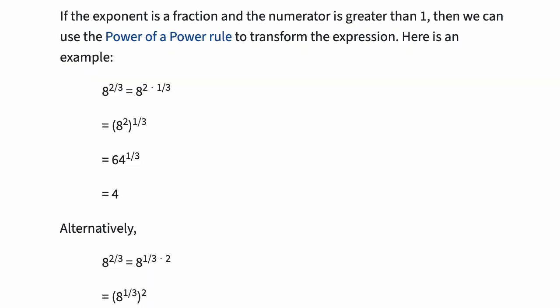If the exponent is a fraction and the numerator is greater than 1, then we can use the power of a power rule to transform the expression. Here's an example. 8 to the 2/3 equals 8 to the 2 times 1/3. This is equal to 8 to the 2, to the 1/3. 8 to the 2 is 64, so this is equal to 64 to the 1/3 power, which is 4.